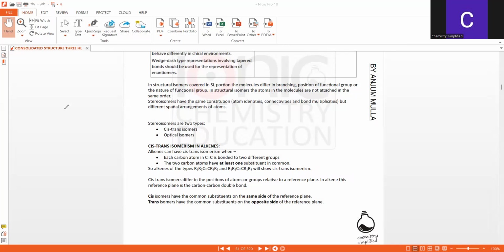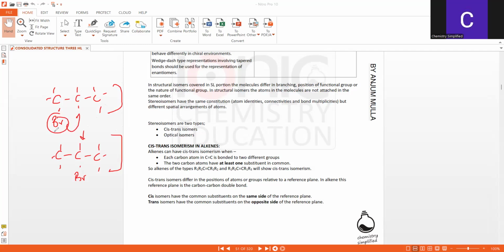Now in SL we learned structural isomers. Structural isomers means, for example, 1-bromopropane and 2-bromopropane. Here, the difference between these two isomers is only the position of bromine, which is on a different carbon. If I have to interconvert this into this, I have to detach this bromine from here and attach it here. Then I will get this.